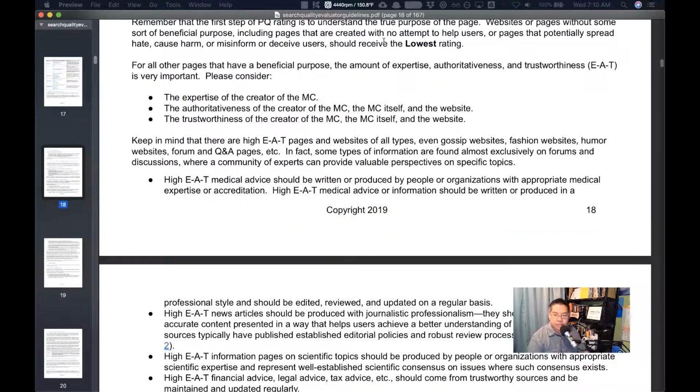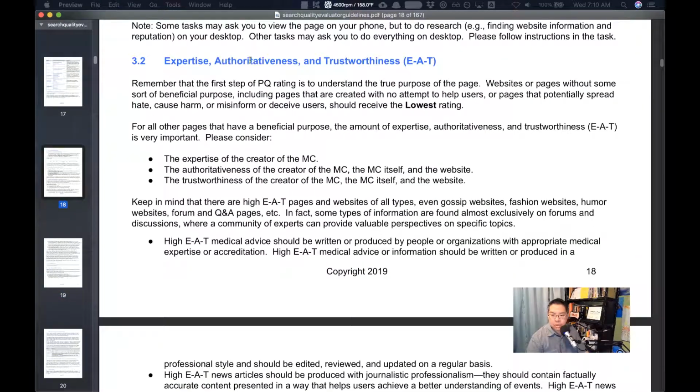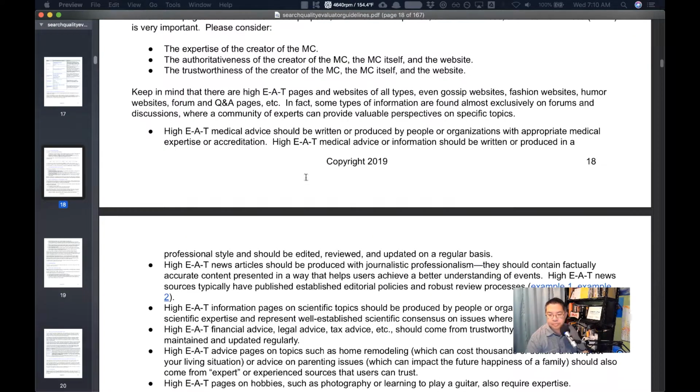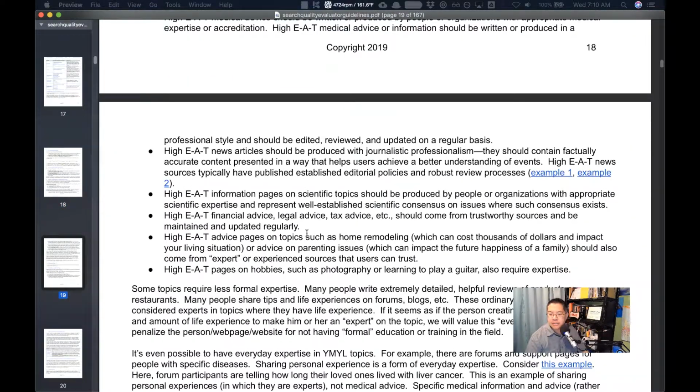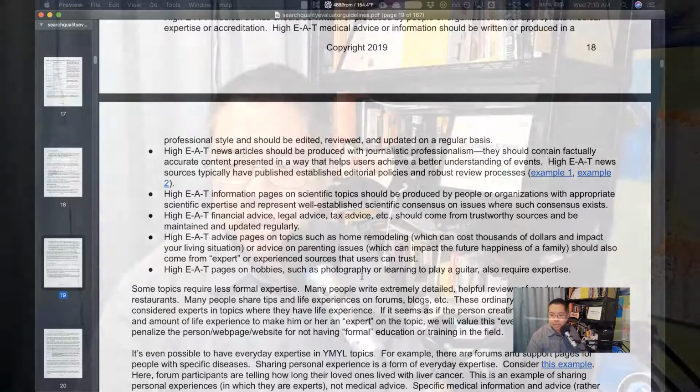And Google uses this expression, E-A-T: expertise, authoritativeness, and trustworthiness. Are these high quality pages? Are they produced with journalistic professionalism? Do they come from trustworthy sources? Do they demonstrate significant life experience? That is something that Google explains is everyday experience.